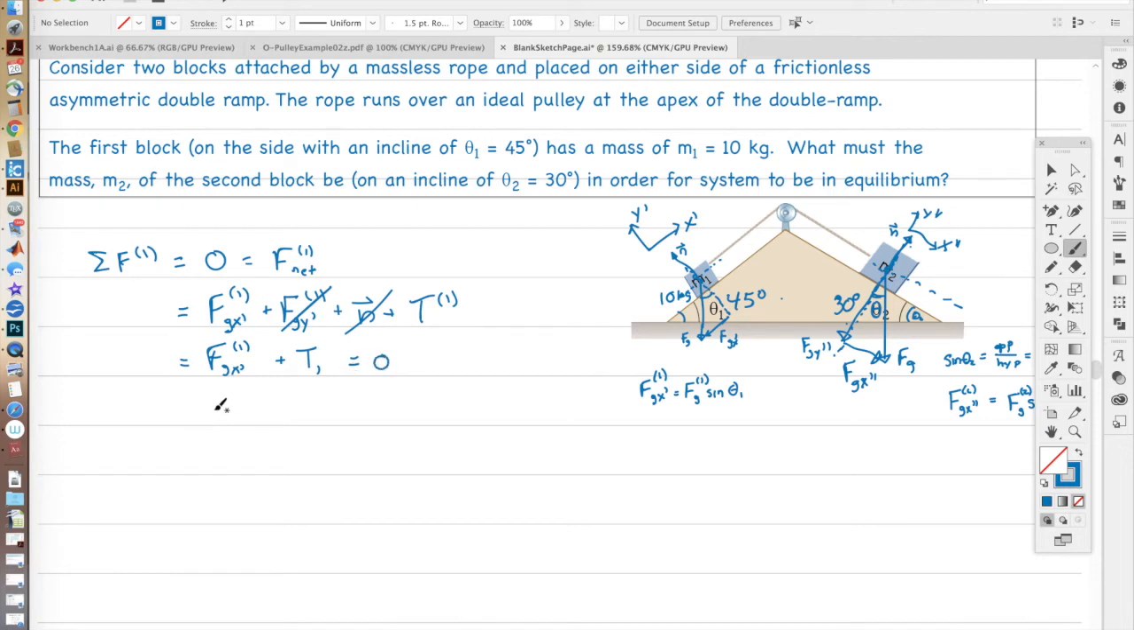Okay? And that's saying basically that Fg x1 prime vector, we should put vectors on top of all this, right? Because it's vector addition. I'm going to bring this to the other side, so that's equal to minus tension 1. The tension obviously points along the x prime direction.